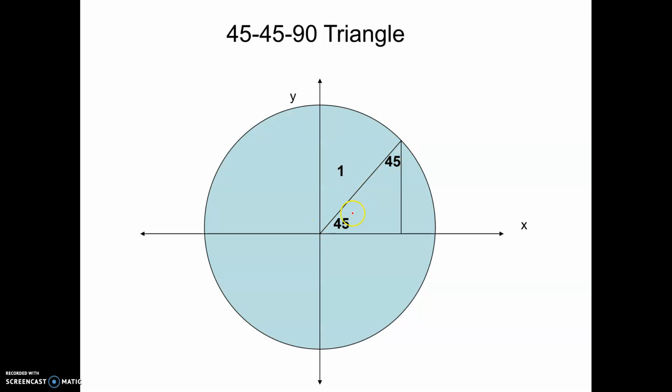So I draw a radius that makes an angle 45 degrees with the x-axis. And then I just draw straight down. So that forces this to be a right triangle. Okay. Now, since this is 45 and this is 90, and all angles of a triangle have to add up to 180, that forces this angle to also be 45. So now I have an isosceles right triangle, because sides opposite congruent angles are congruent.